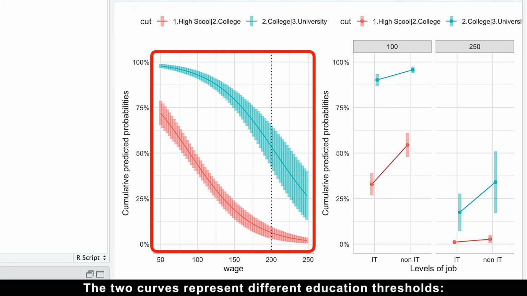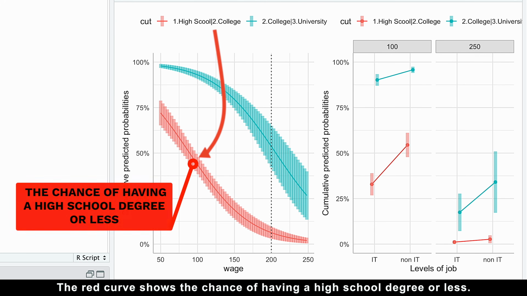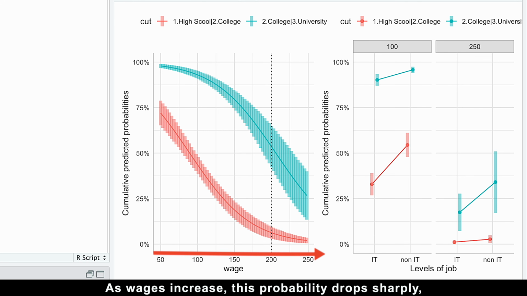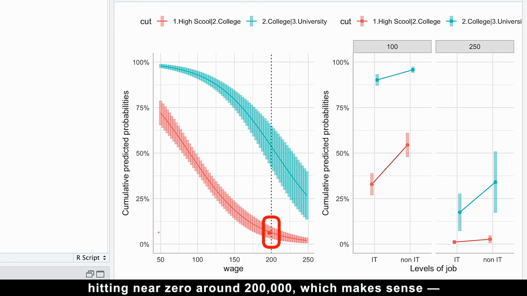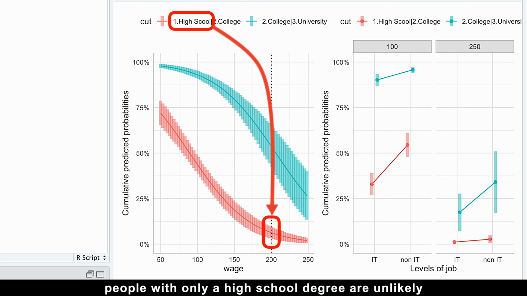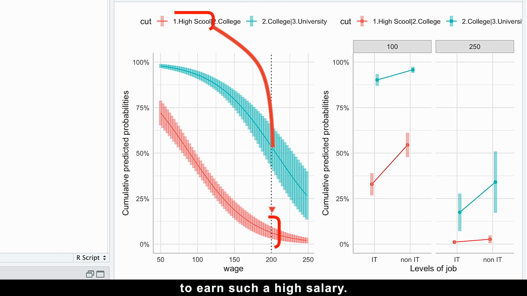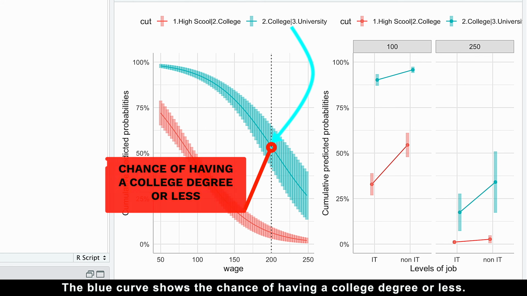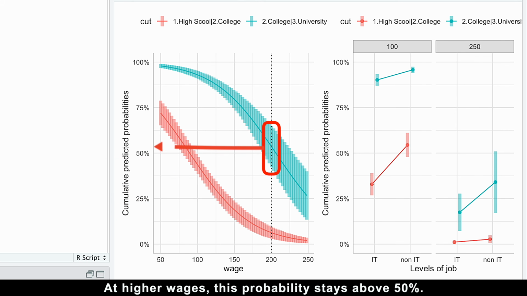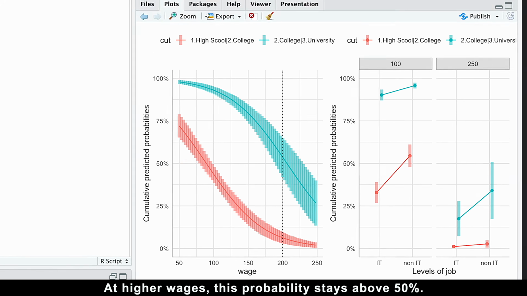The two curves represent different education thresholds. The red curve shows the chance of having a high school degree or less. As wages increase, this probability drops sharply, hitting near zero around 200,000, which makes sense. People with only a high school degree are unlikely to earn such a high salary. The blue curve shows the chance of having a college degree or less. At high wages, this probability stays above 50%.